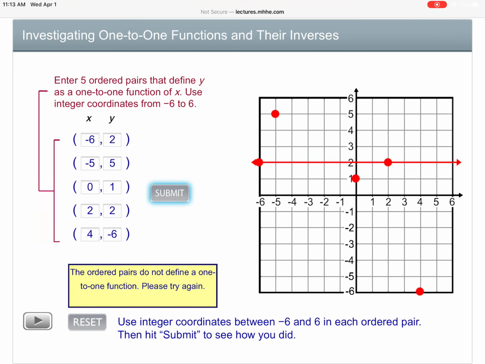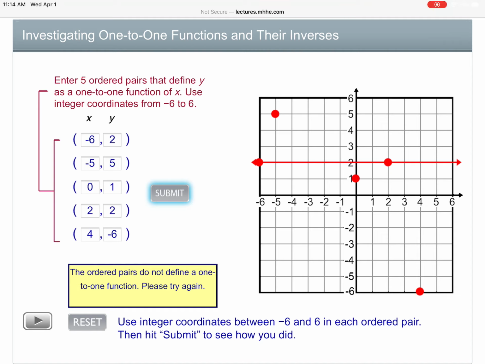But the question is, is this one-to-one? Let me go in and graph this. Now, I plotted this, and then they did this little test for me. Notice what kind of line they drew for me? They drew a horizontal line. Now, if you want to see if a relation is a function, you perform a vertical line test. If you want to see if a function is one-to-one, then you use a line test called the horizontal line test. And it works exactly the same.